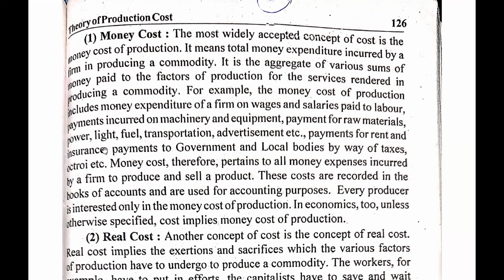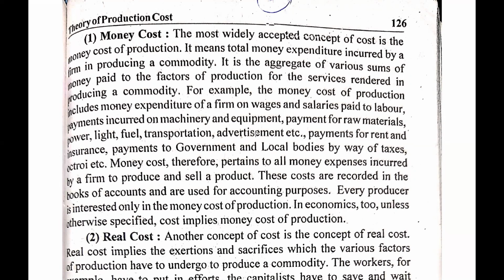Payment for rent and insurance, payment to government and local bodies by way of taxes, octroi, etc. So guys, money cost is a cost which we need to pay for the production process to the production factors. Whatever production factors we use for the production purpose, we need to pay them money, which is known as money cost.